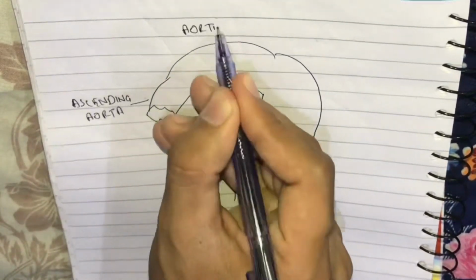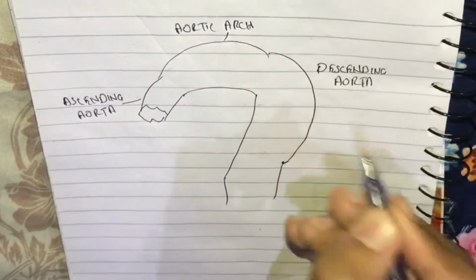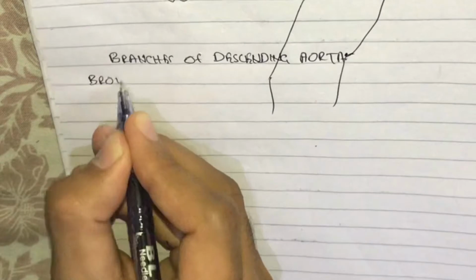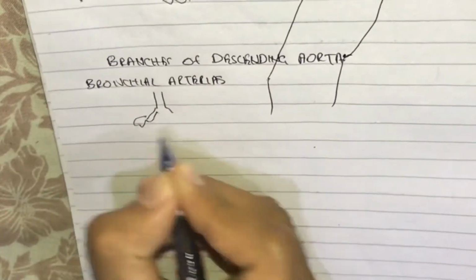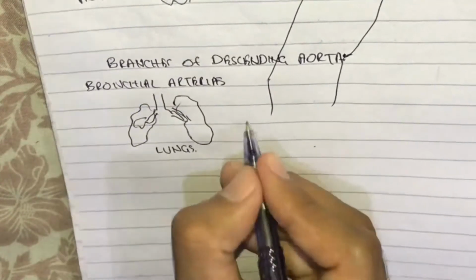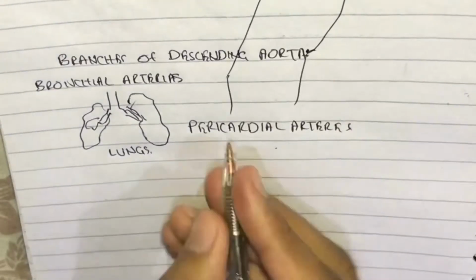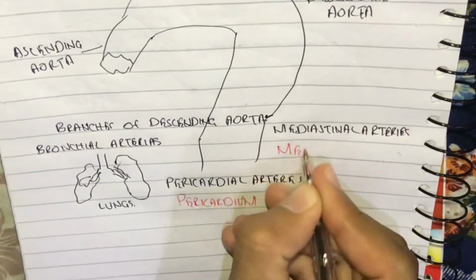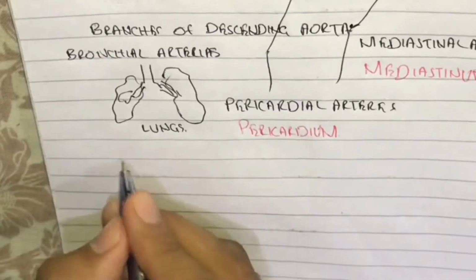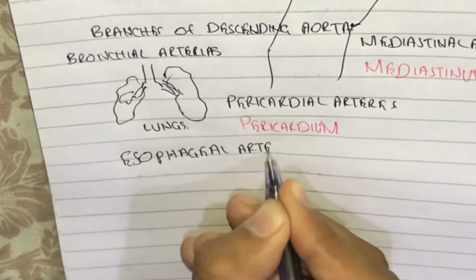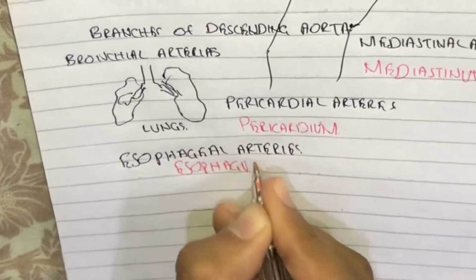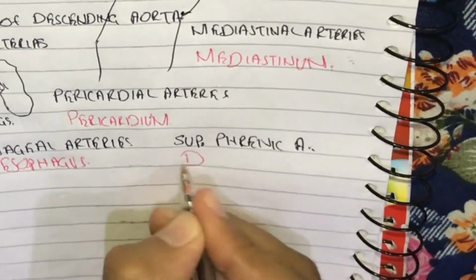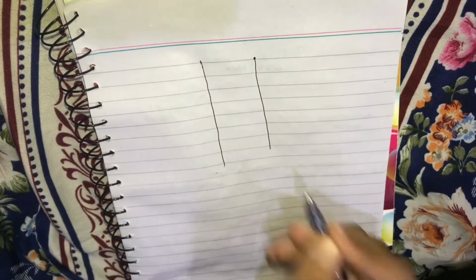Here is the ascending aorta, aortic arch and the descending aorta. It gives branches like the bronchial arteries that supply the lungs and the bronchi, the pericardial arteries that supply the pericardium, mediastinal arteries that supply the mediastinal area, esophageal arteries that supply the esophagus, and the superior phrenic artery that supplies some part of the diaphragm. Talk about the abdominal aorta.